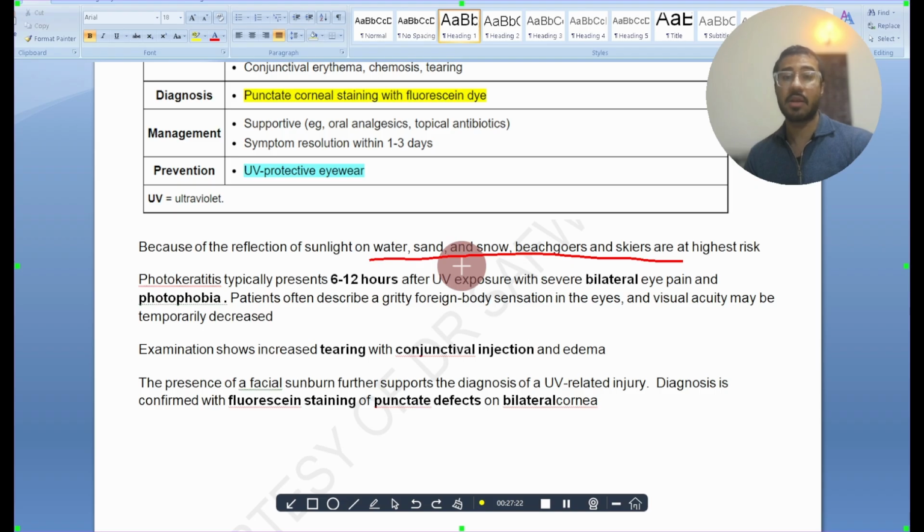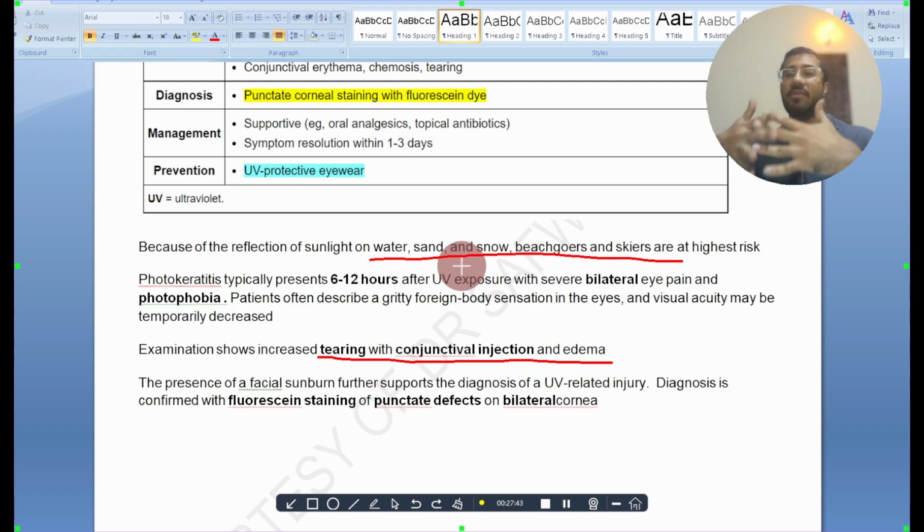Bilateral eye pain and photophobia, gritty sensation in the eyes, and visual acuity may be temporarily decreased. Examination shows staining with conjunctival injection and edema. The eyes are red. The patient isn't going to open his eyes, but when he does, you see they are very red.